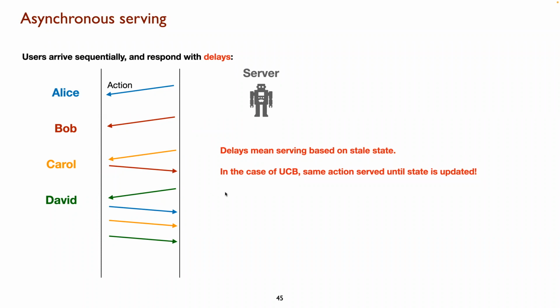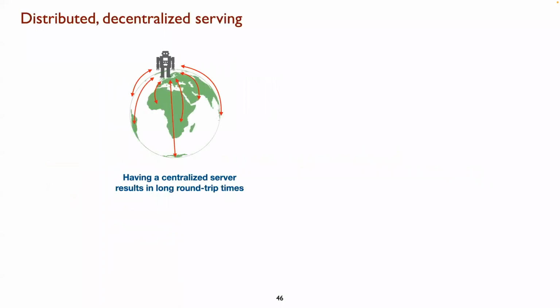There are fixes and little hacks, but none of them are particularly good to fix UCB, and really we have to go to a different algorithm. So any algorithm really has to deal with asynchronous feedback. That's not something we talk a lot about in bandits.